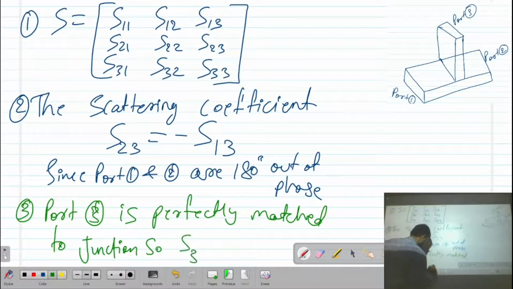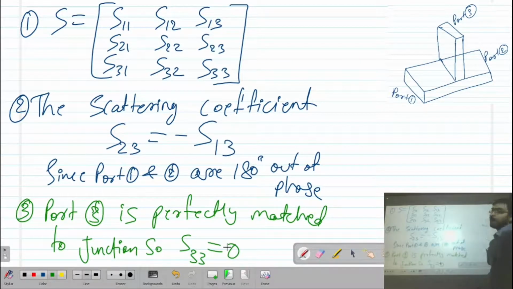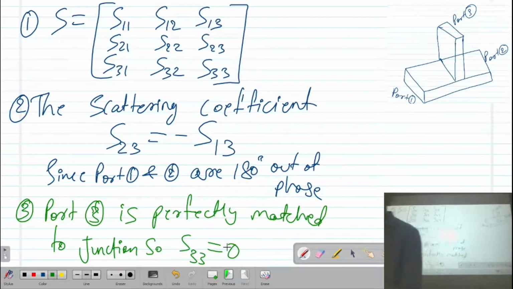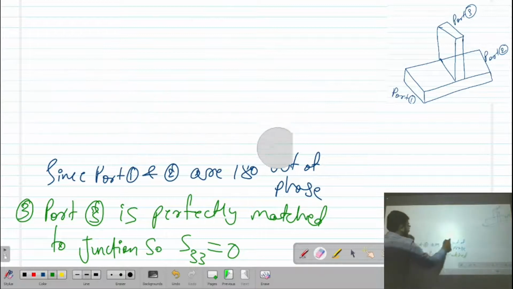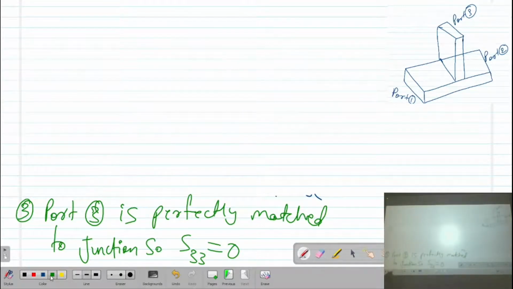So S33 will be equal to 0. We will not have any reflection from port 3. It is perfectly matched. So S33 will be equal to 0, from symmetric properties.